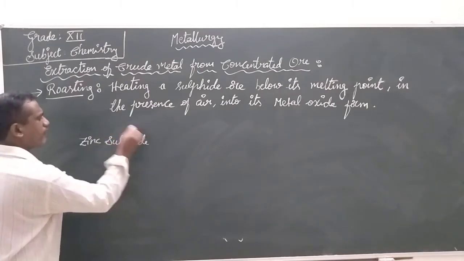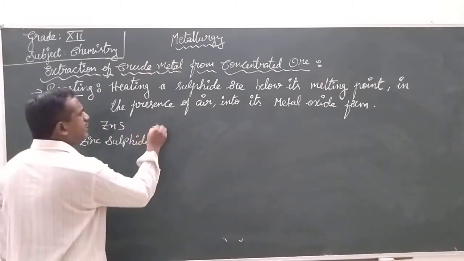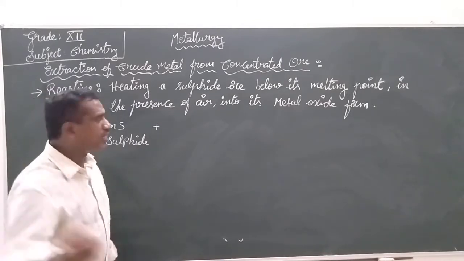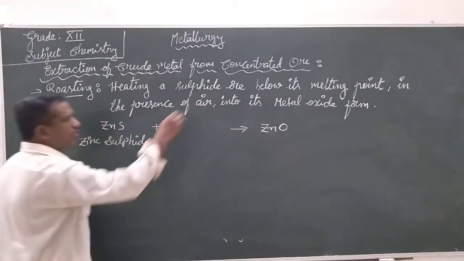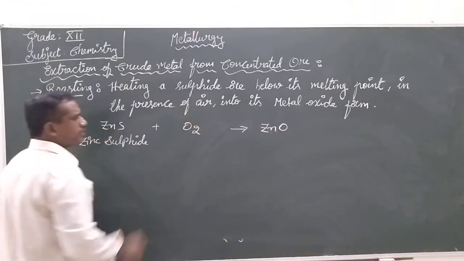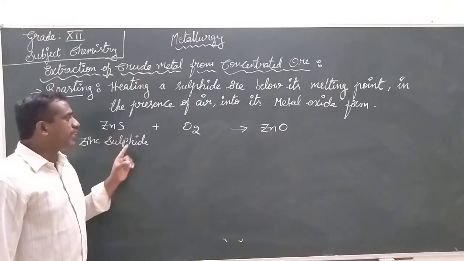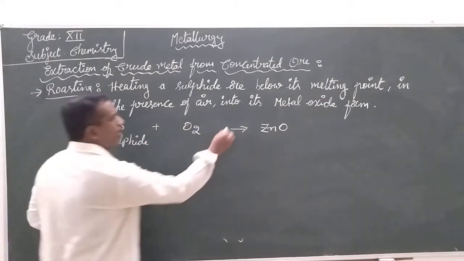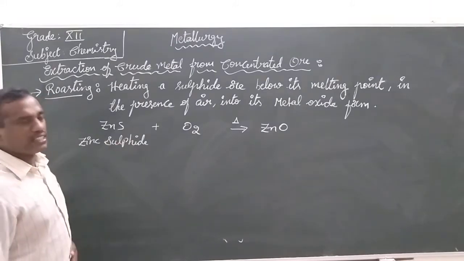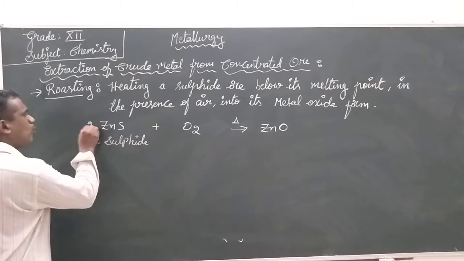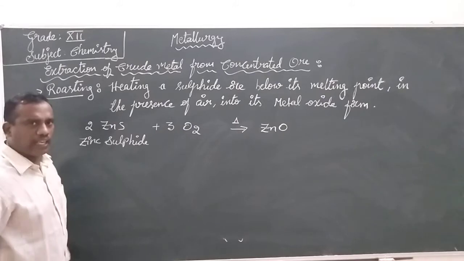Zinc occurs in its sulfide ore, that is called ZnS. It is converted into its oxide by heating in the presence of oxygen. Zinc sulfide is heated in the presence of oxygen to convert into its oxide form. In order to balance, we are using 2 moles of zinc sulfide and 3 moles of oxygen.